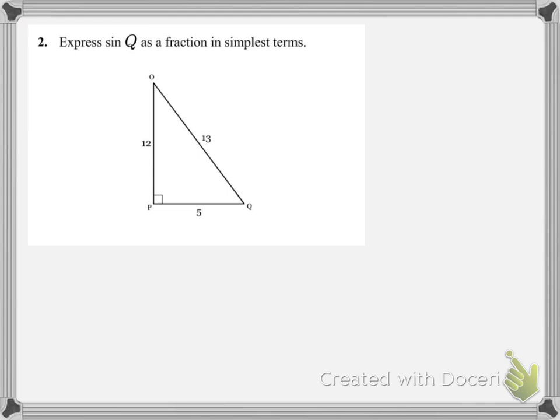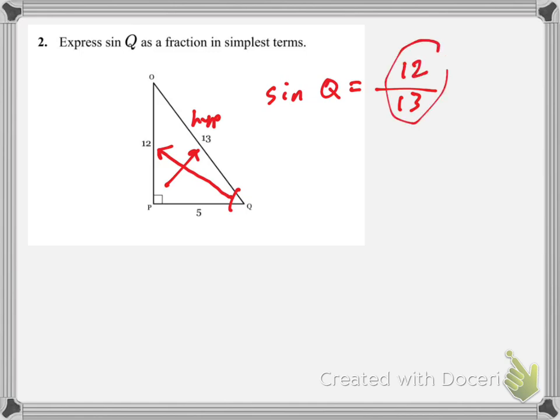Okay, sine q. Here's q. So sine q. Well, sine is opposite over hypotenuse. There's my hypotenuse. So 13 on the bottom. And then opposite. Opposite is across the triangle from the angle. So 12 is across from q. Well, that's already in lowest terms, so it's 12 over 13. Okay?